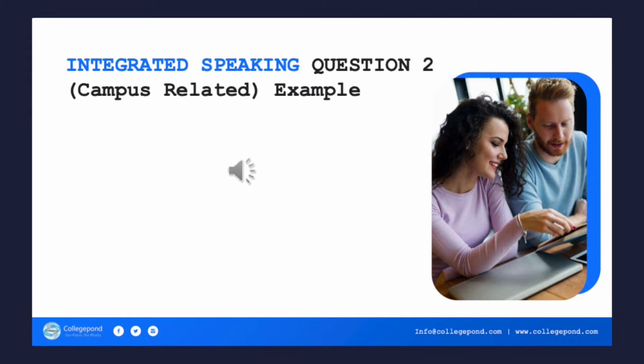The man expresses his opinion of the university's plan to eliminate the bus service. State his opinion and explain the reasons he gives for holding that opinion.